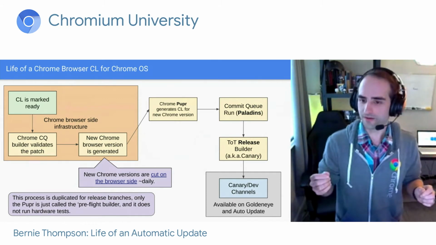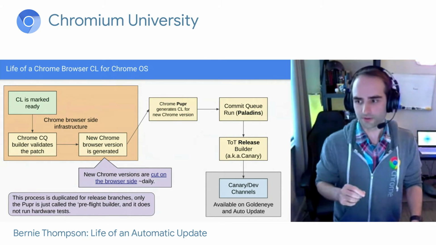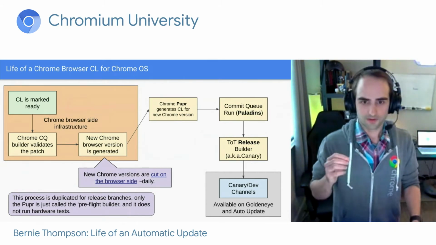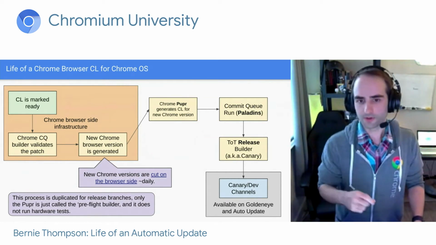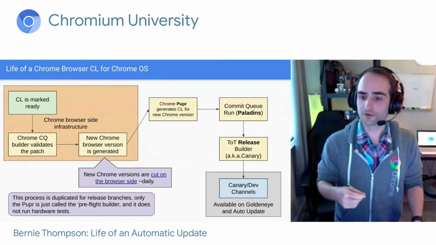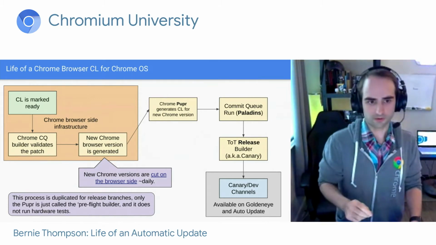And then once both are landed, the CL is actually in effect at that point. So if all goes well, within a day or so of landing a Chrome browser change, that will appear as functional in Chrome OS. But there's a bit more latency there as it has to go through this flow.